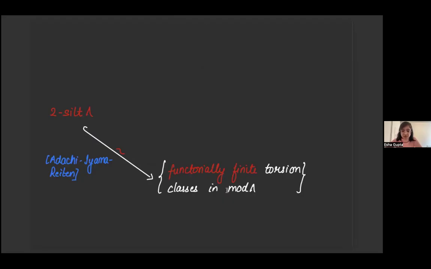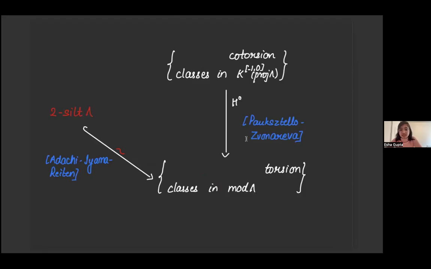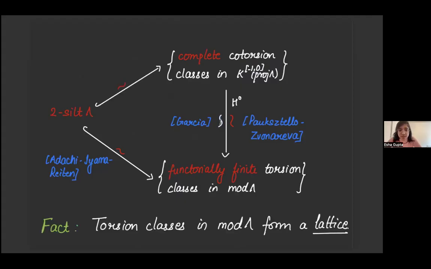And then it was shown by Koenig and Zhu that the zeroth cohomology functor H0 gives a map from the set of cotorsion classes in this two-term homotopy category of projectives to the set of torsion classes in the module category, which restricts to an isomorphism between complete cotorsion classes and functorially finite torsion classes. It was later proven by Garcia that the original map between the bigger sets is also an isomorphism. And so we get this nice commutative triangle of isomorphisms of posets.